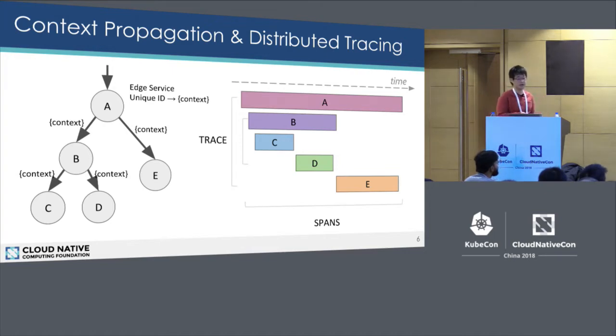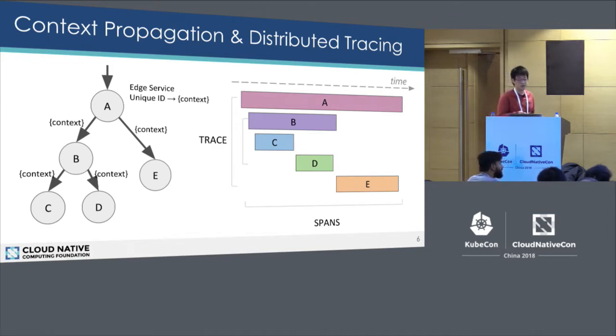Service A receives a request from some external service, and it generates a unique ID and inserts it into a context object. The context is then propagated along with requests to other services. Here, service A calls service B. It will also include the context inside the payload.